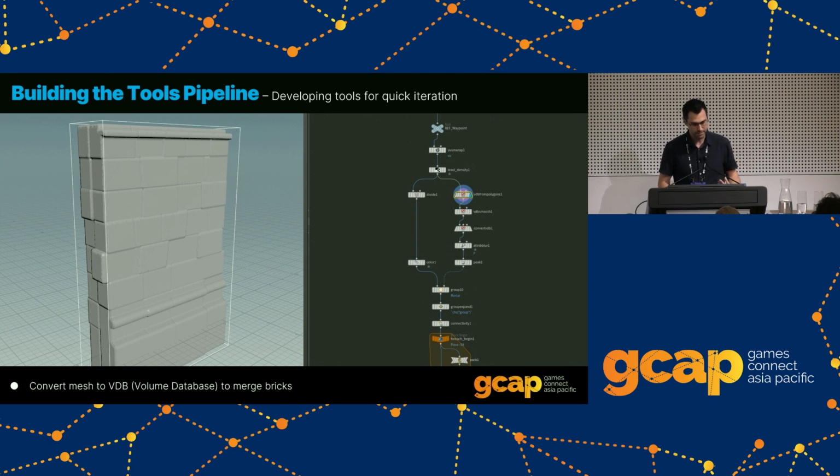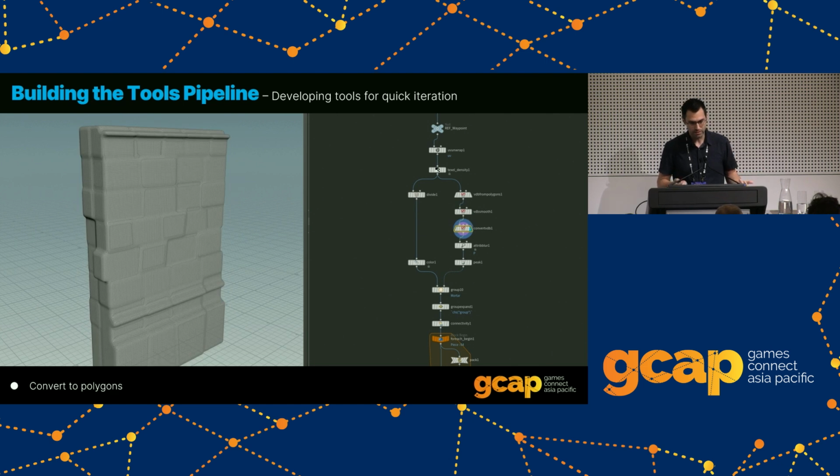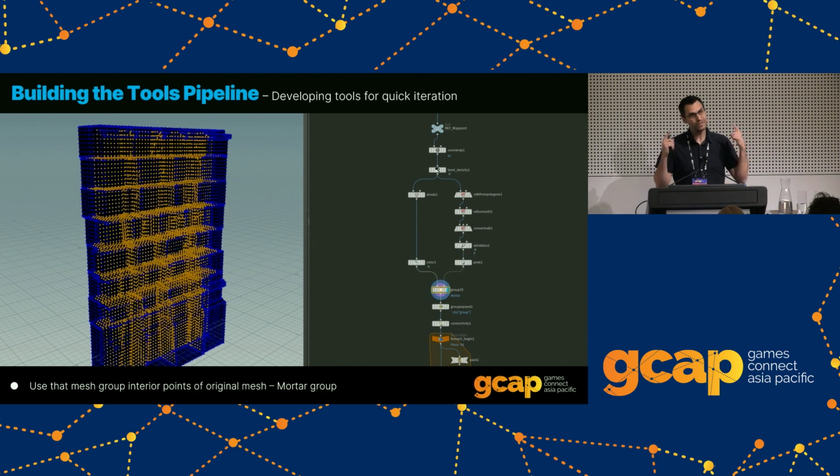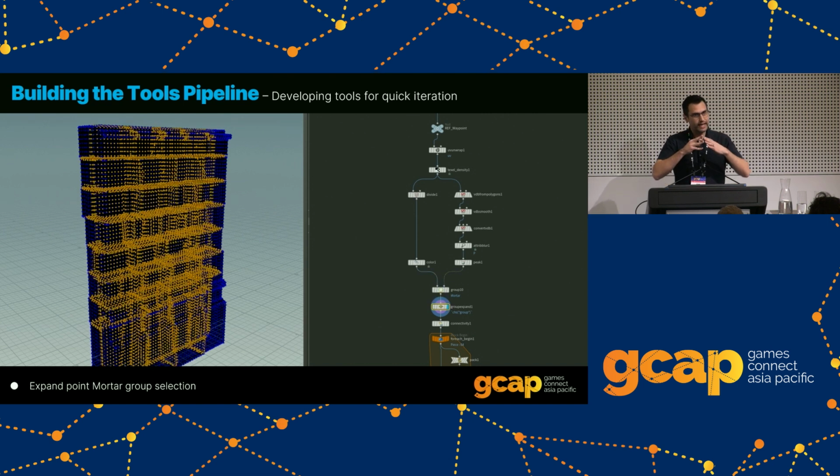which is a volume database, to merge all the bricks into a single hull. And then we'll smooth it, turn it back into a mesh, blur the heck out of it, and then peak it, so push it in on the normals. And then use that as a mask for internal point faces, okay? And then we can expand that mask, and I'm gonna hold this thought, so expand that mask.